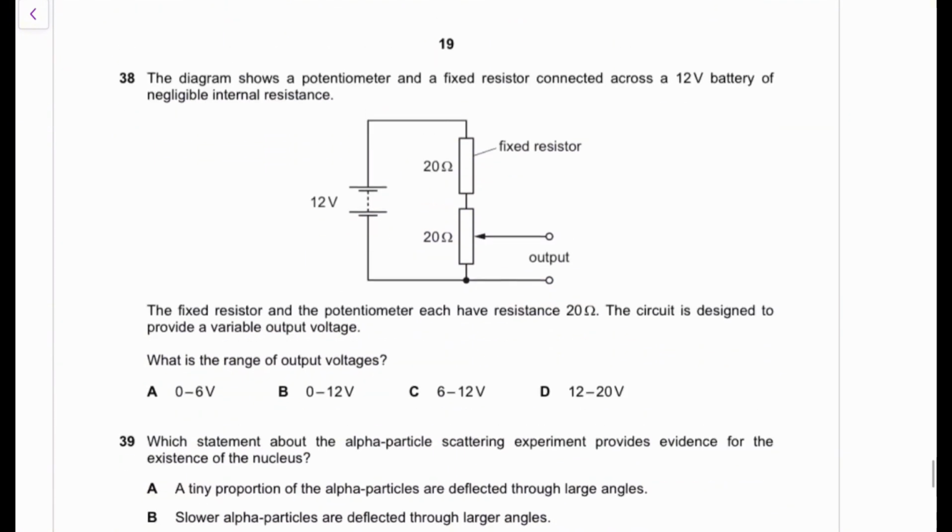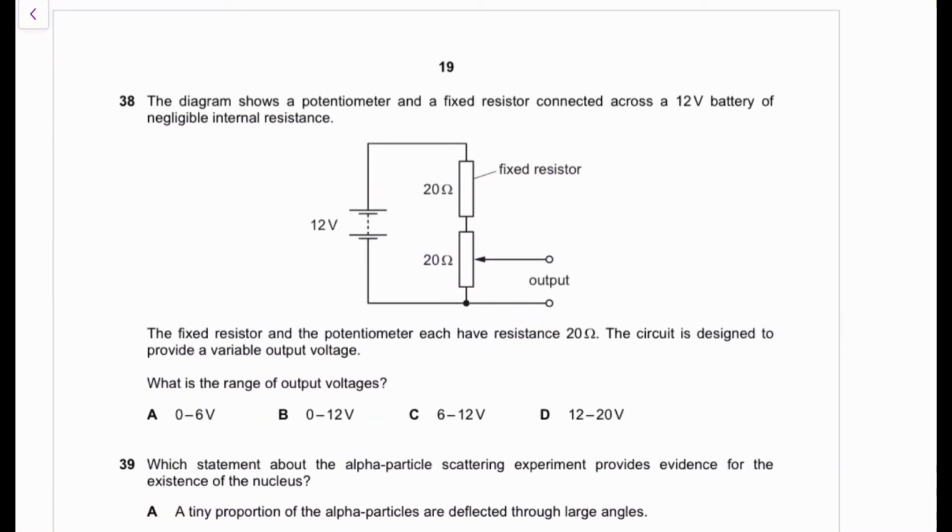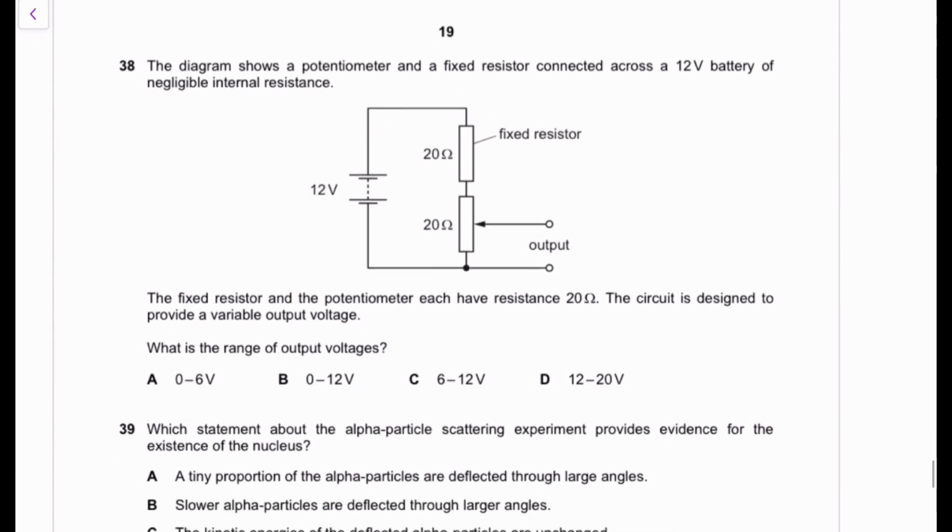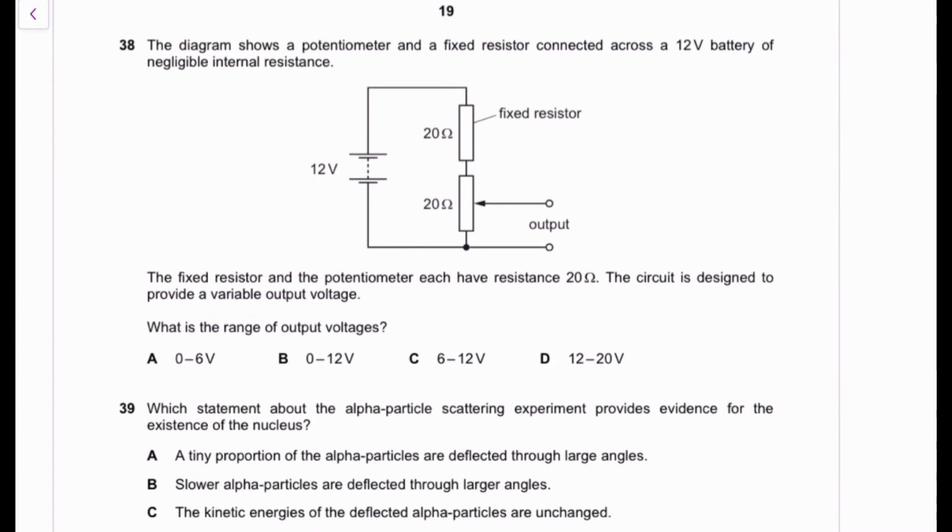We've been given a potentiometer and a fixed resistor that is connected to a 12 volt supply that has a negligible internal resistance, okay? The fixed resistor and the potentiometer each have a resistance of 20 ohms. The circuit is designed to produce a variable output voltage. What does it mean? It means that the voltage is going to vary because it's going to be a variable output voltage. What is the range of the output voltages?